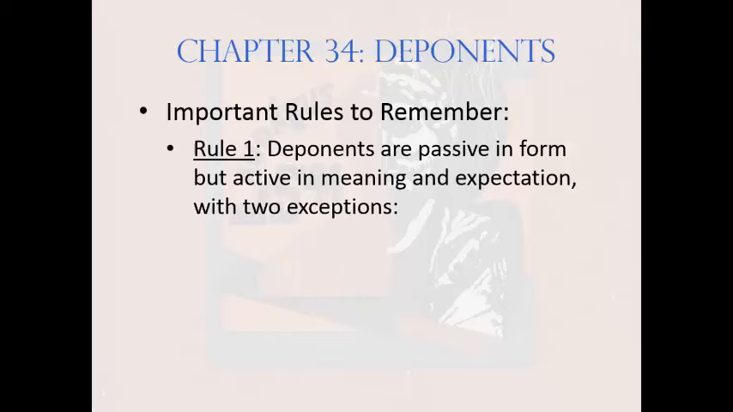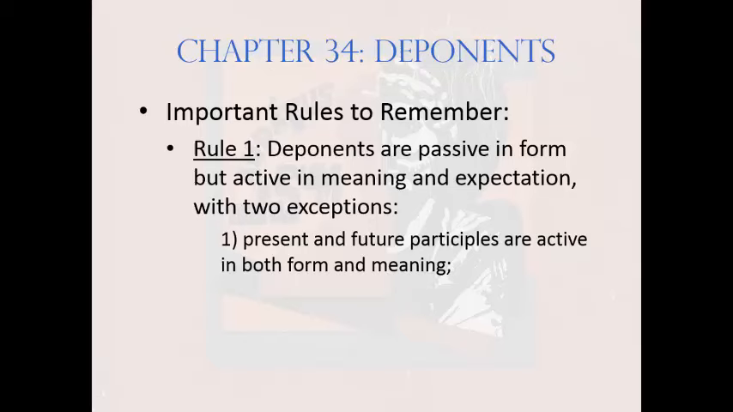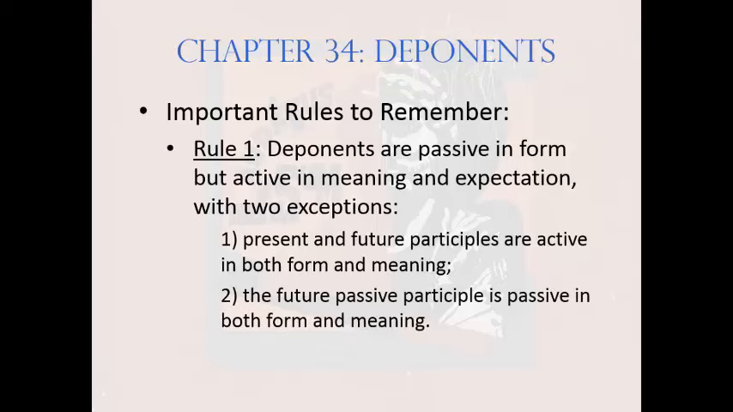Rule 1. Deponent verbs are passive in form, but active in meaning and expectation, with 2 important exceptions. First, present and future participles are active in both form and meaning. And second, the future passive participle, the gerundive, is passive in both form and meaning.